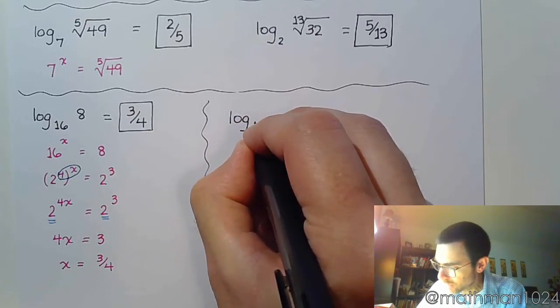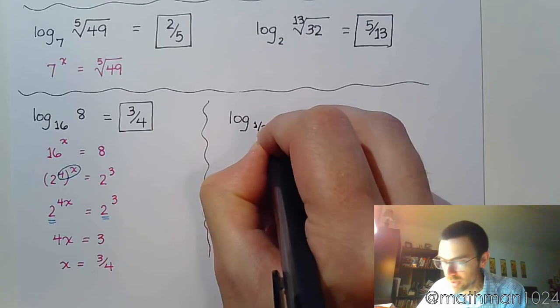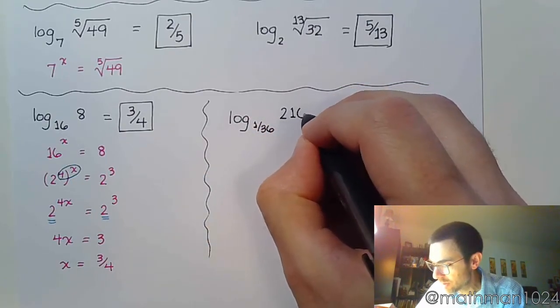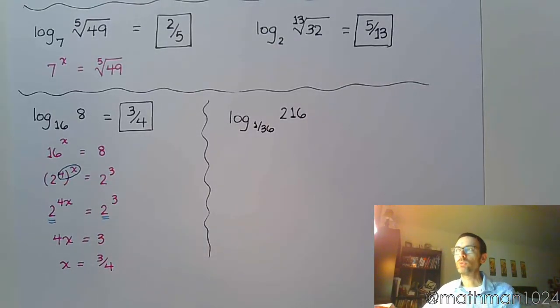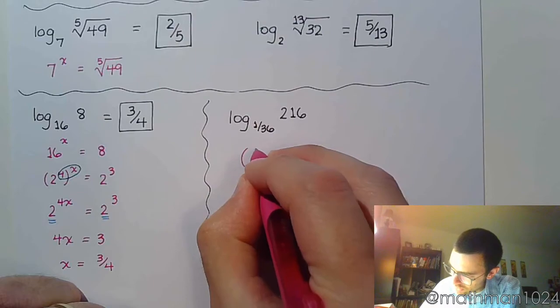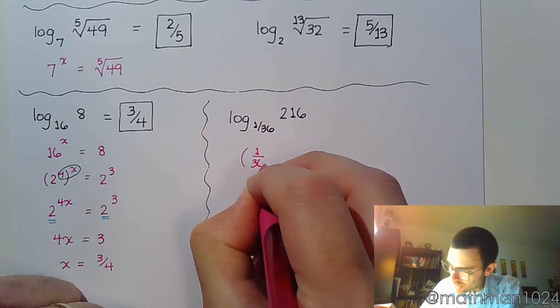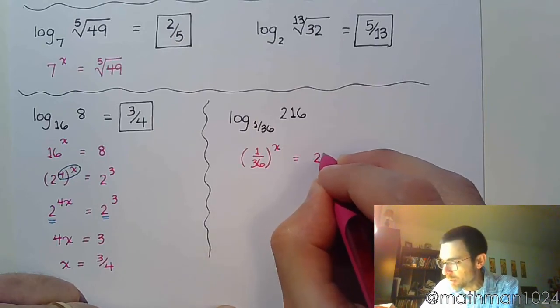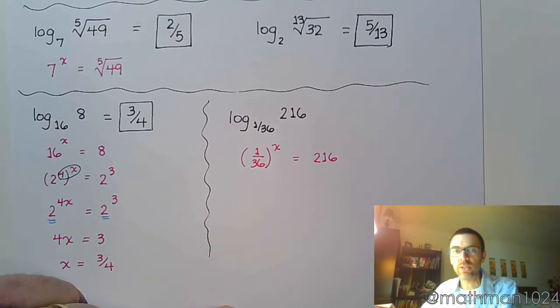Log base 1 over 36 of 216. Looks kind of crazy, right? Well, let's see if we can rewrite this. Now, it really will be in our best interest to rewrite this using an exponential equation. So think about this as you're taking 1 over 36, you're raising it to the x power, and you're supposed to come up with 216.